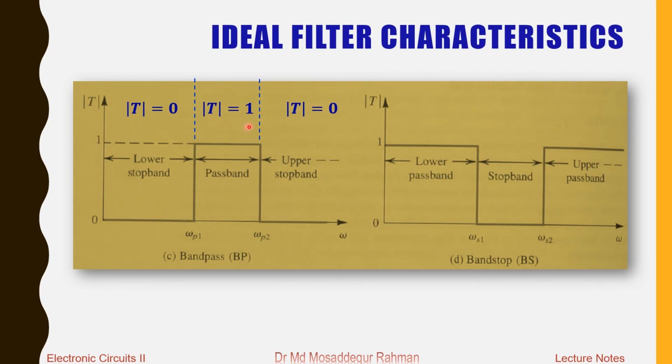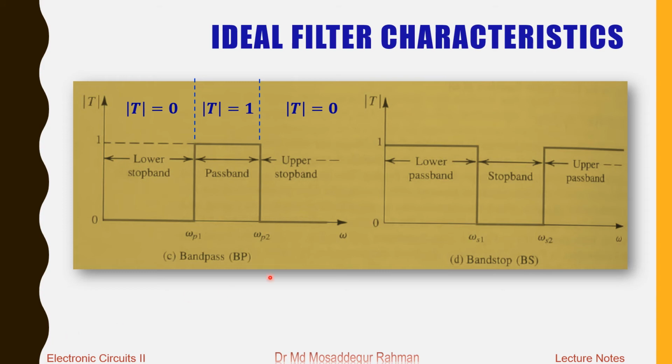So within this band, transmission is 100%. And if you're outside this band, if frequency is higher than omega p2, or if frequency is lower than omega p1, then transmission will be zero. At both ends, at both low and high frequency, transmission is zero. So this is the lower stop band, and this is the upper stop band, and this is our pass band. And so this is known as the band pass filter that allows a certain band of frequencies.